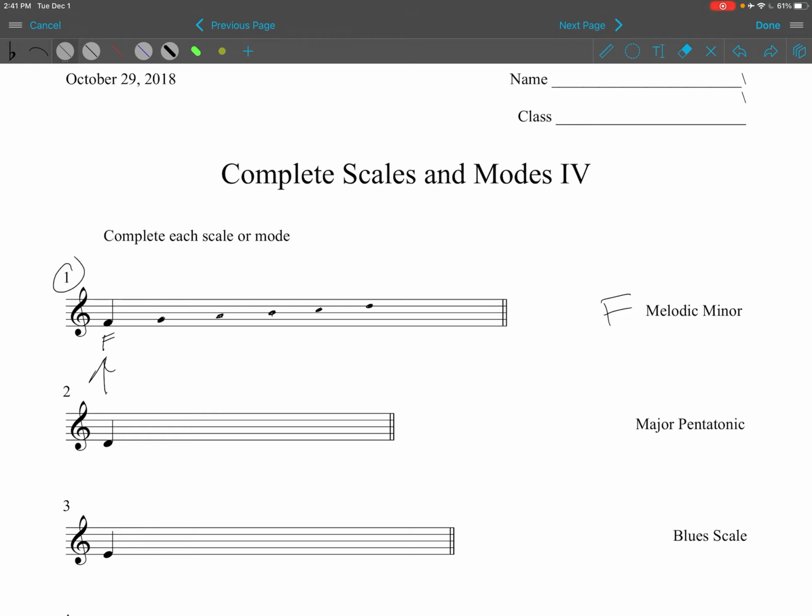Now, another thing we need to check too, guys, because this is kind of like an autopilot thing that people just do, is you want to make sure that your scale even has this many notes in it, because some of them don't. Right? Like our pentatonics or our blues scale down here doesn't have all 8 notes. So make sure you're checking that when you're checking the title, okay?